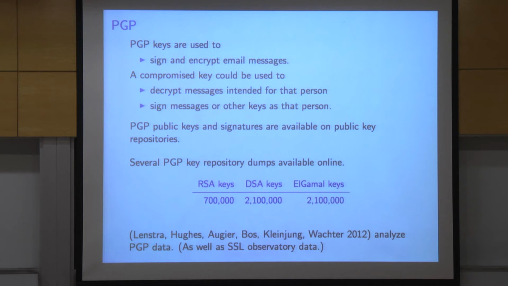So here's some statistics from a PGP key repository that I played with at some point last year. There were 700,000 RSA keys, 2.1 million DSA keys, and 2.1 million Elgamal keys. In a paper that was published at a similar time as our paper on weak keys by Lenstra and a number of other authors, they analyzed the PGP data. They also analyzed the SSL observatory data in addition.